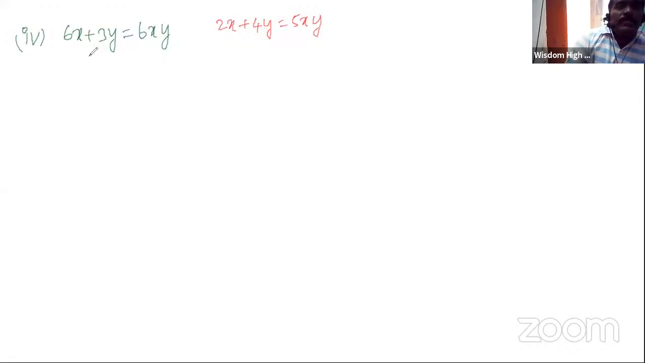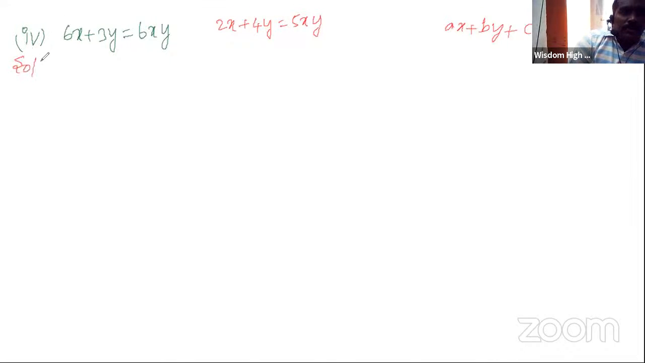Okay, 6x plus 3y is equal to 6xy. Students, this is in the form of a linear equation in two variables. But here you have to see there is no constant term. We have to convert it like ax plus by plus c is equal to 0, the linear equation in two variables. But how? That I want to explain here.